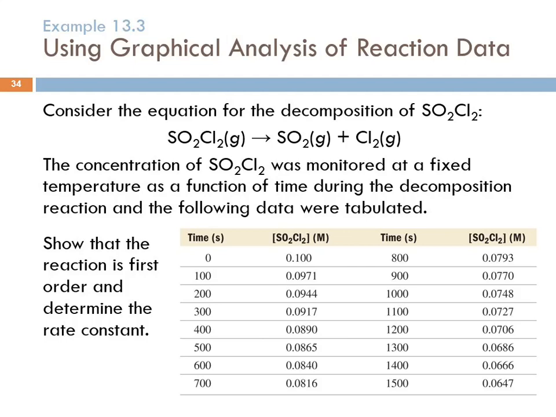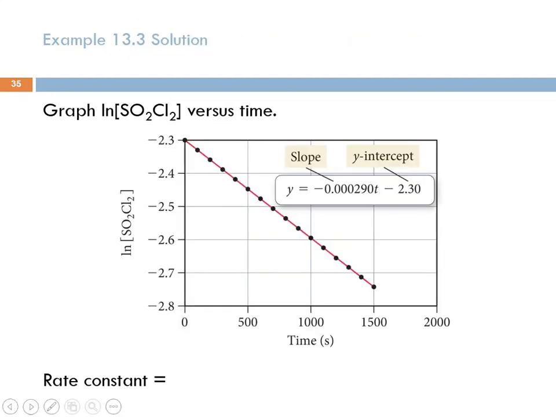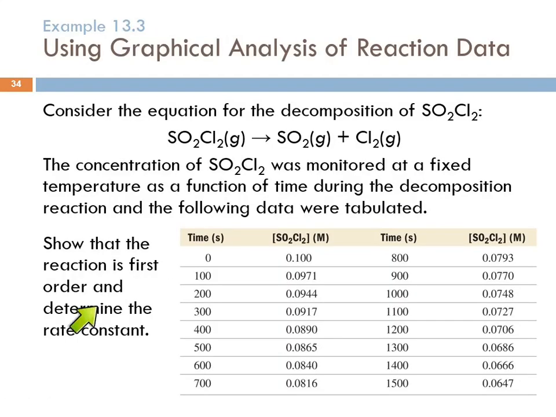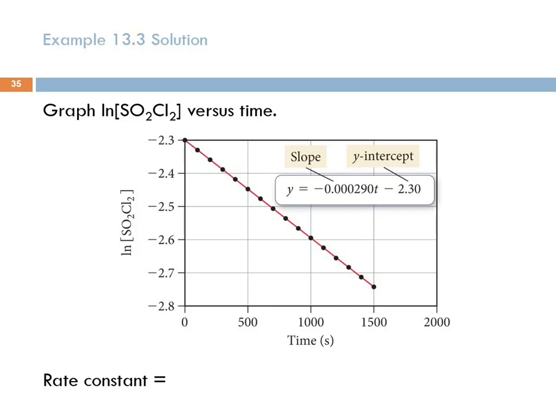If this is a first order reaction, then we should be able to use that integrated rate law that we just used. So let's see what happens when we graph the data. We're going to graph the natural log of the reactant concentration versus time. And when we do that, sure enough, we get a straight line. That shows us that the reaction order is first order, because this is what a first order reaction does.